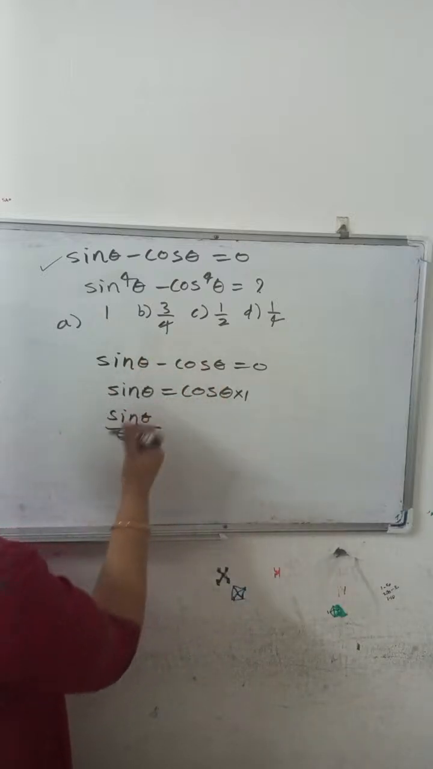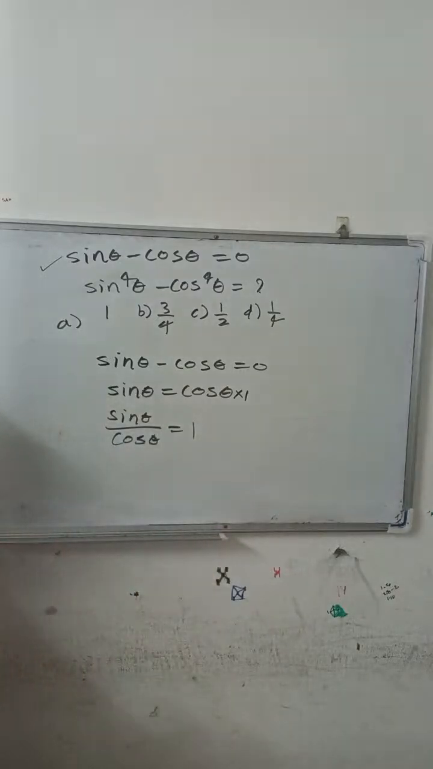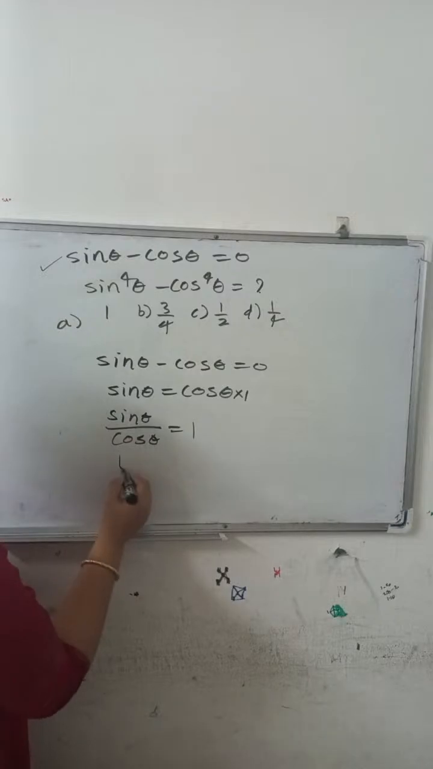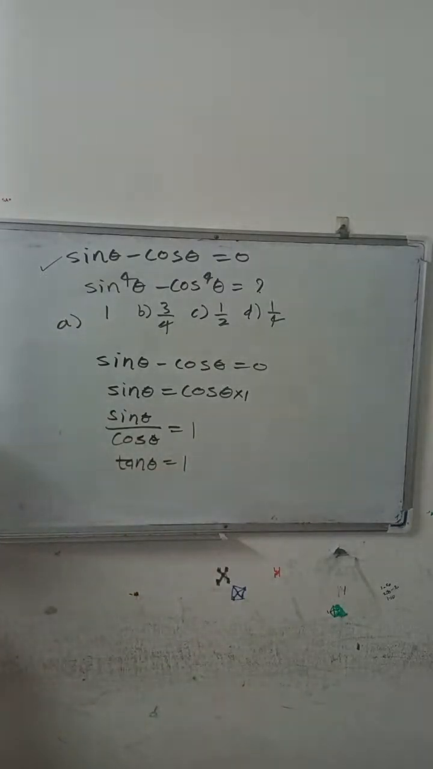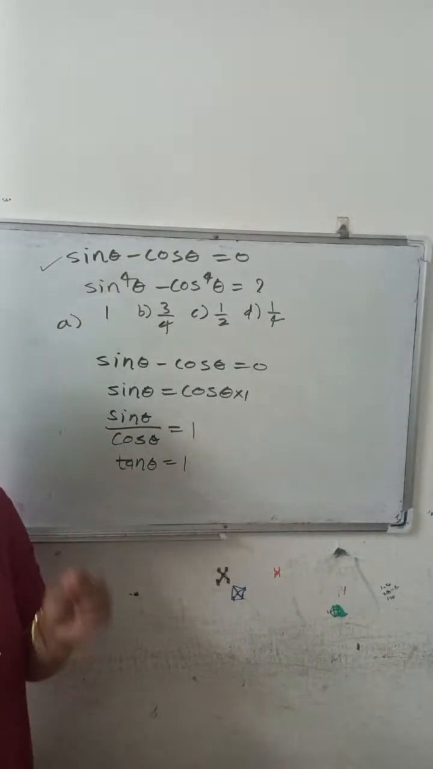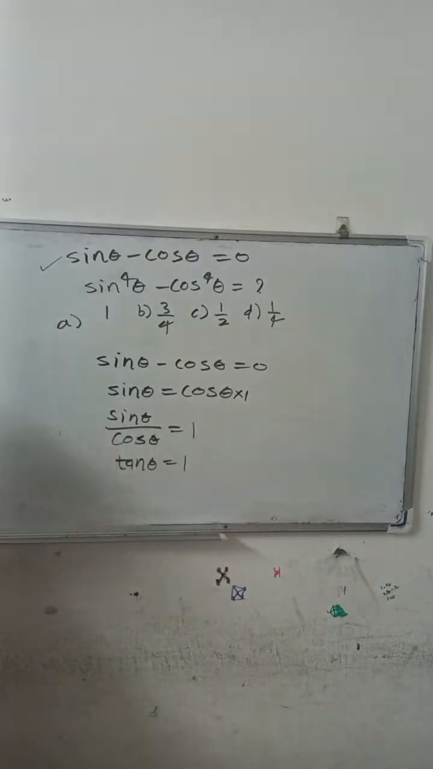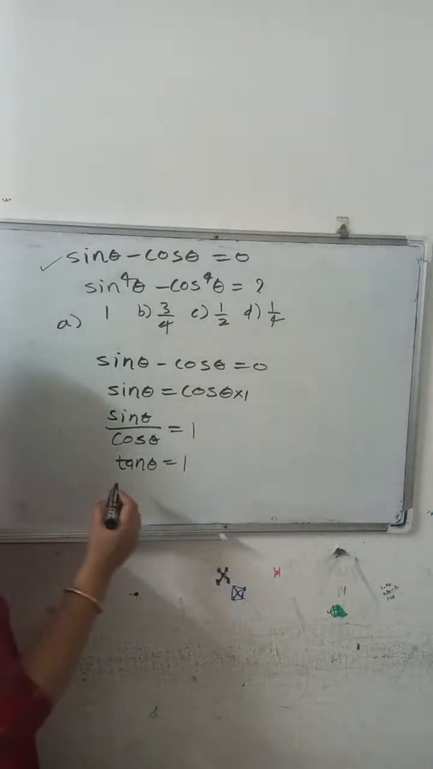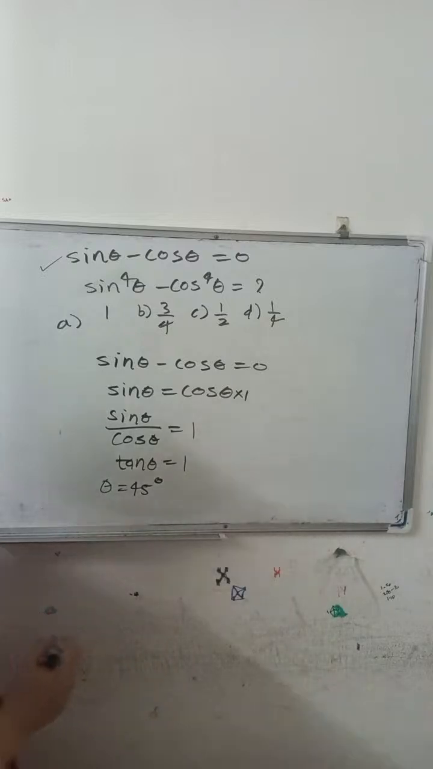So I am transposing cos theta here. So sin theta by cos theta, and this part will come as 1. So sin by cos is nothing but what? Tan theta, which is equal to 1. So if just now I gave a table, when tan theta is equal to 1, the angle value is nothing but 45. When theta is equal to 45, that time tan theta is equal to 1.